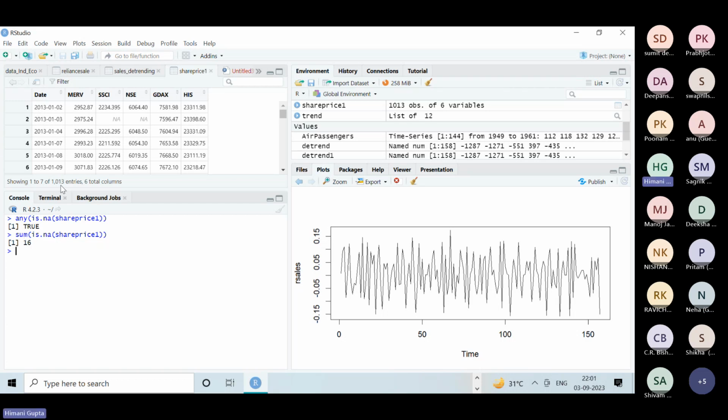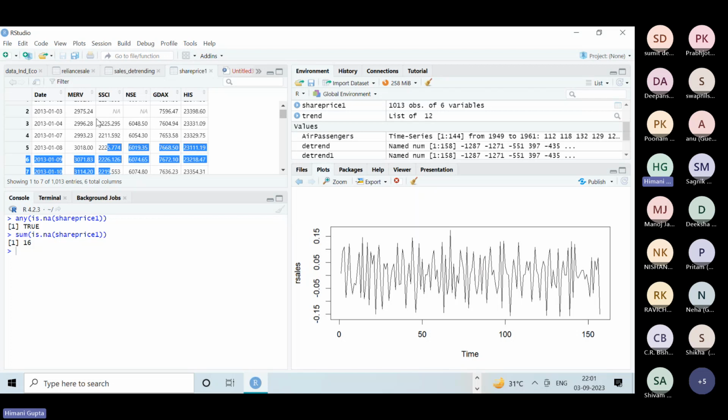Now, how to remove the NA? If I have to remove these 2 NA, I have to remove the complete row. Because SSCI, that means Shanghai Stock Exchange, and the Indian Stock Exchange are not working on these 2 days, I cannot compare them. So I have to remove this date from my data set. This date is a row. These are rows, and these are your columns. I cannot remove the columns, because if I remove a column, one country is being removed. So I have to remove the row.